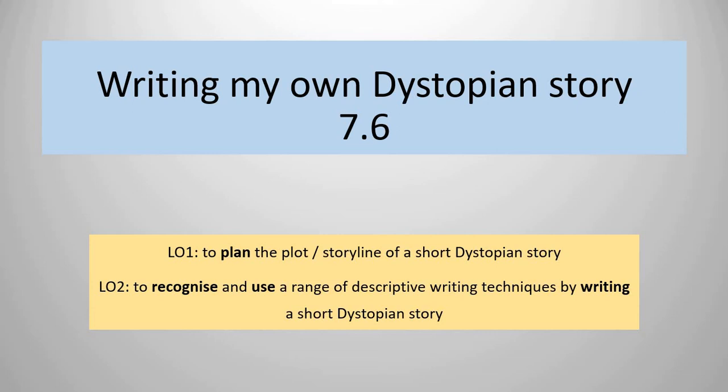Hello 7-6, this is your final lesson on the Dystopian project, and today we're finally going to create a dystopian story of our own, or of your own. So your lesson objectives this week are to plan the plot and the storyline of the dystopian story, and to recognise and use a range of descriptive writing techniques by writing the story itself.